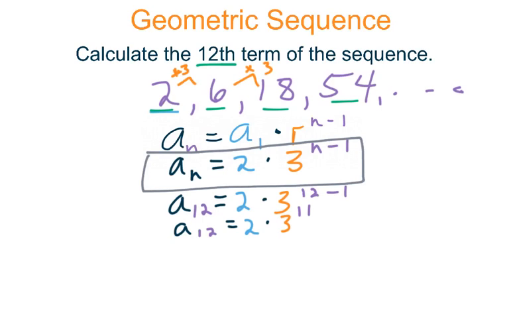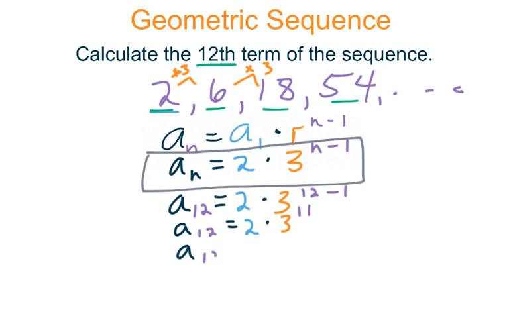So what we really need to do now, for our next step, is 3 to the 11th power, and then we'll multiply it by 2 to get our final answer. Well, this is where I told you that the calculator is going to be super handy, because 3 to the 11th power could take you all day to figure out. So let's go ahead and plug it in.